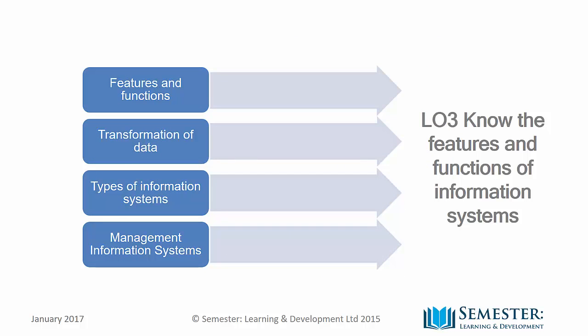In learning outcome 3, you'll need to be able to describe the features and functions of information systems and identify information systems used in a specified organisation. That'll be in your assignment brief. You'll need to know how to select information to support a business decision-making process, and for a distinction, you'll need to be able to justify the information selected to support the decision-making process.